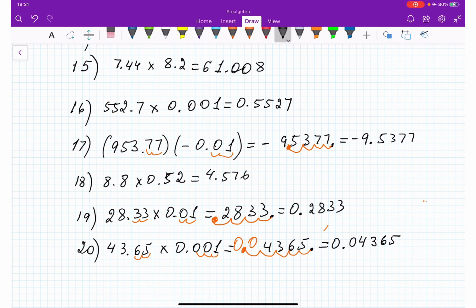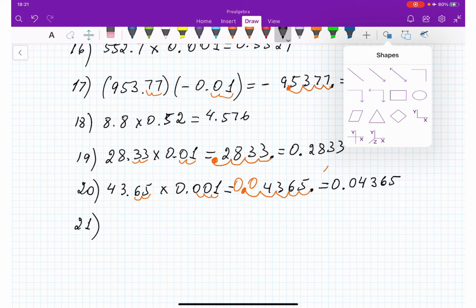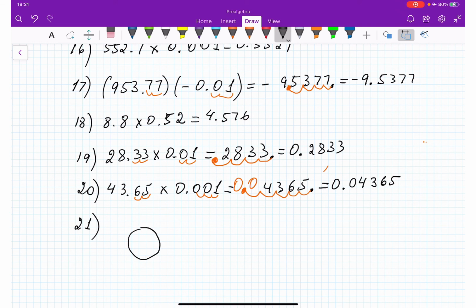And 21. Let's solve 21. So we have a word problem. Let me see. I'm going to draw 2 circles. One is a small one. This is 6 meters radius, and the other one is bigger, twice as big. I don't know if it came out bigger, but it's going to be radius 12 meters. Okay, we need to find the circumference for each circle. So C1 equals question mark, C2 equals question mark.